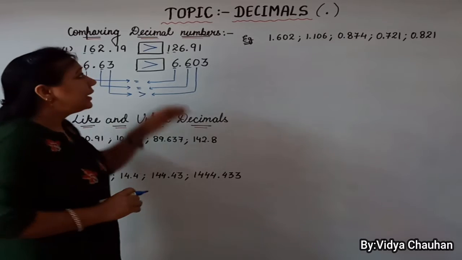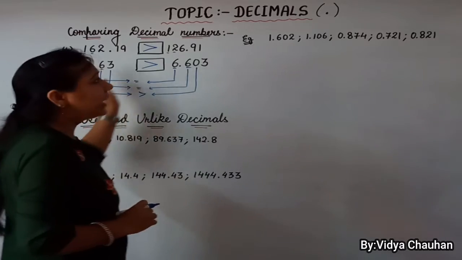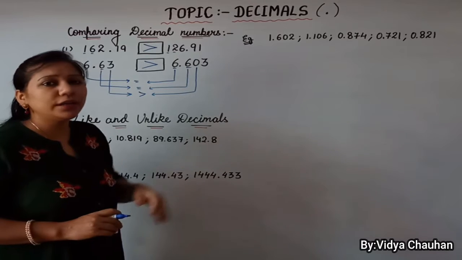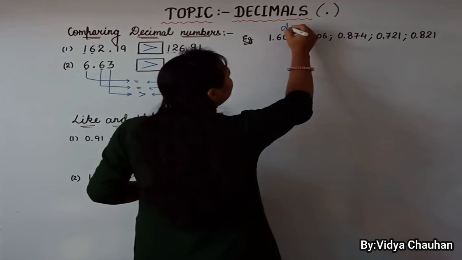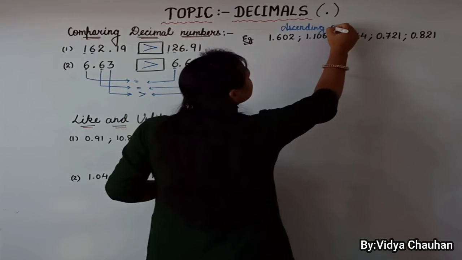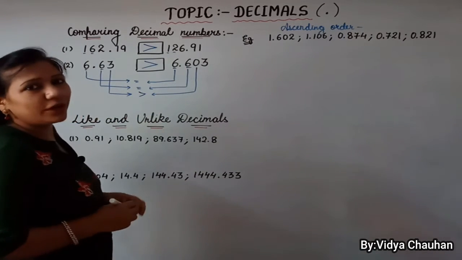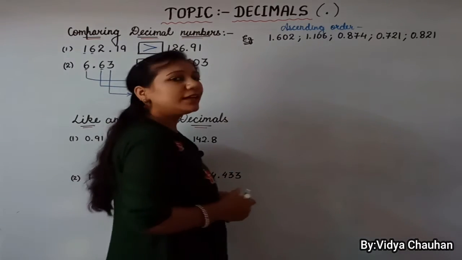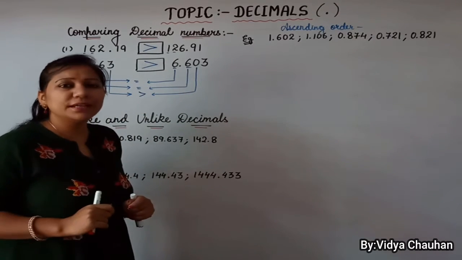Now using this concept of comparing decimal numbers, you can arrange any set of numbers in ascending or descending order. Here I have taken an example, and suppose it is said that you have to arrange these numbers in the ascending order. In which order? Ascending order. So let us arrange these numbers in ascending order. Ascending order means smaller to the biggest one.